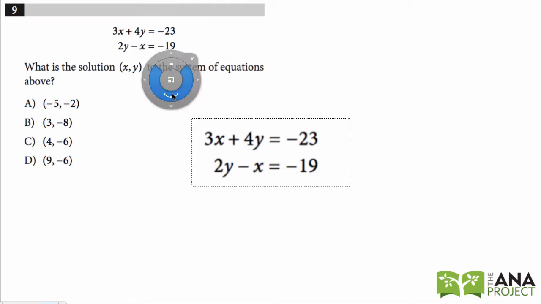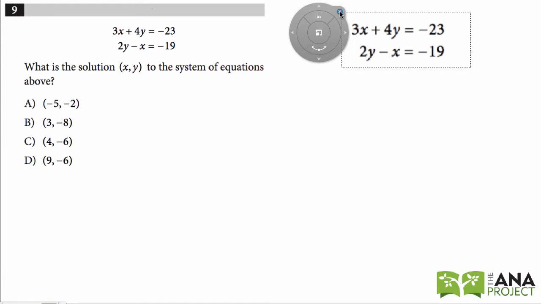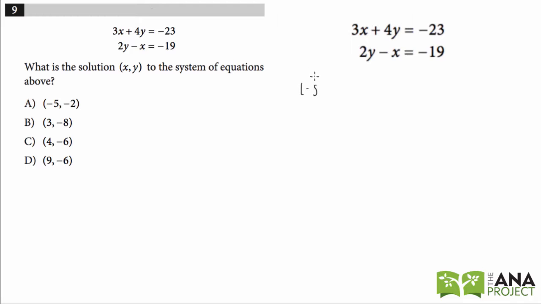So these are the two equations. And one thing we could do is just use these answer choices and plug them into x and y to see if they work. So we could try A, -5, -2. So -5 is our x. So x is -5, y is -2. So we're going to try answer choice A, and we're going to plug them into both of these equations.